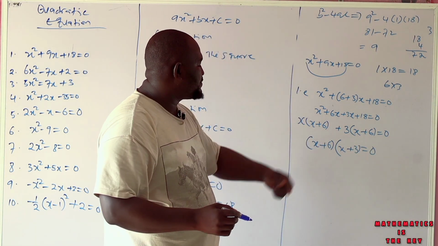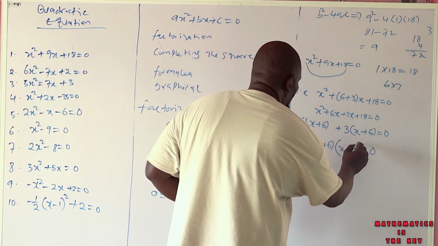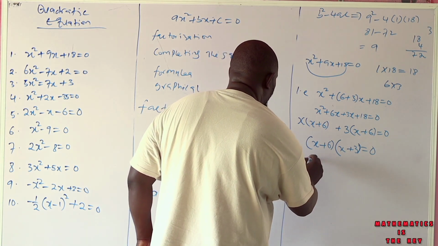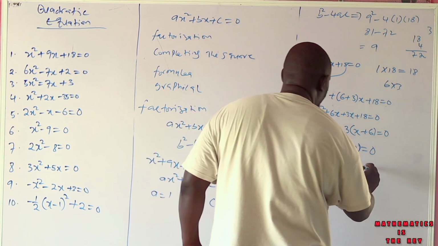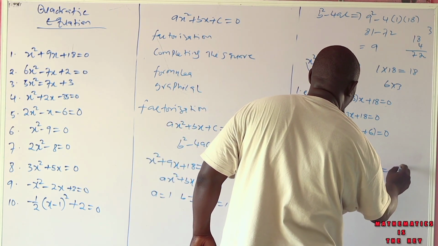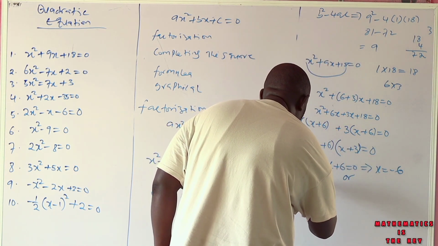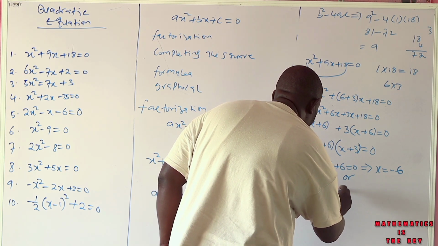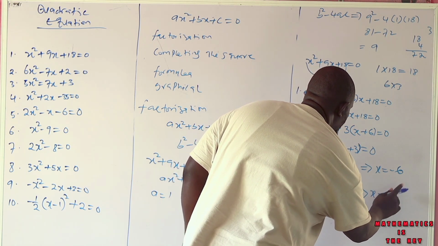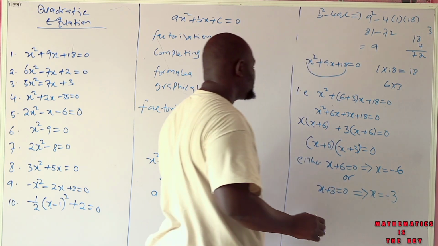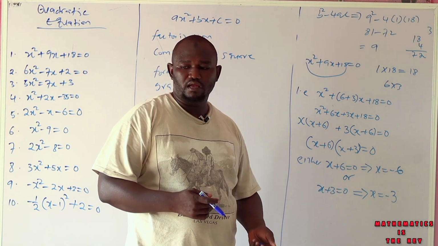At this step, we have a product of two brackets and the result is 0. That is, either the first bracket is 0, which is x plus 6 is equal to 0. This implies that x is equal to minus 6. Or the second bracket is equal to 0, that is x plus 3 is equal to 0, and this implies that x is equal to minus 3. So minus 6 and minus 3 are the solutions of this particular equation.